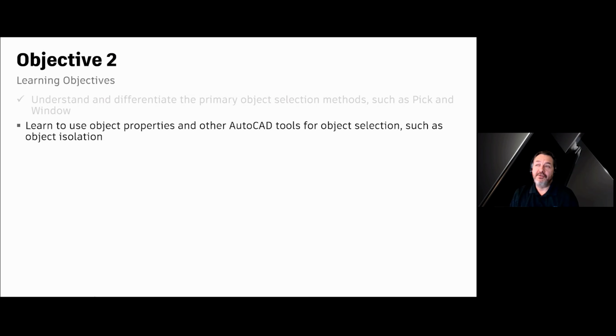Now let's look at objective 2. We're moving beyond just picking and clicking, and we're going to use the properties of objects and other AutoCAD tools in our object selection.